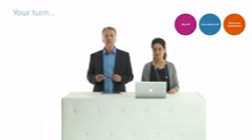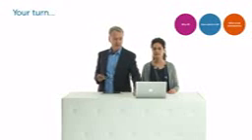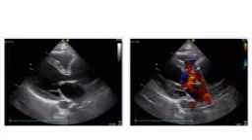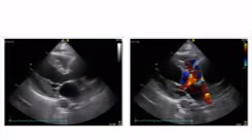Now that we've answered your 3 questions, why does the patient have aortic regurgitation, how severe is AR, and what is the consequence, it's time for you to solve some cases together with us. Here is the first one. Now, take a look at these 2 images. Does the patient have aortic regurgitation?